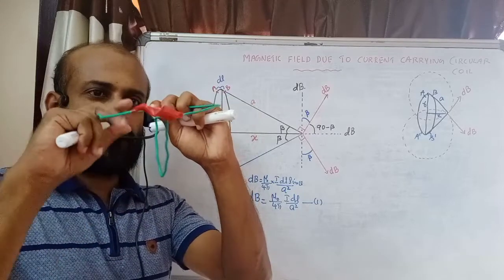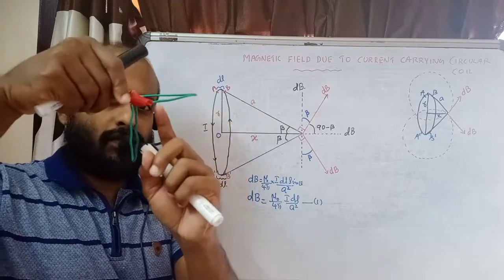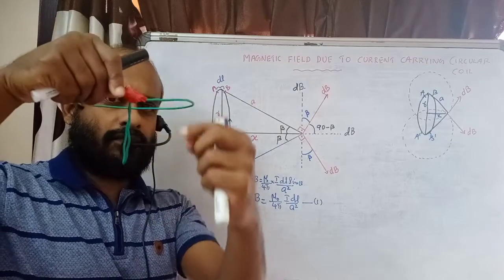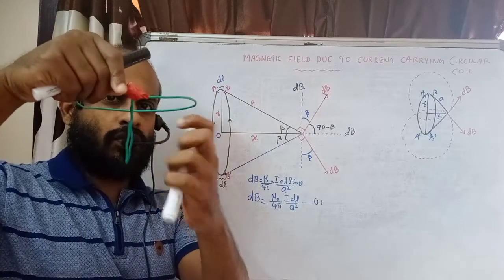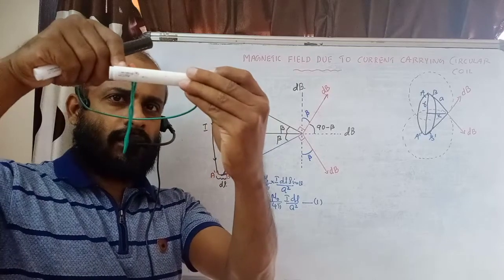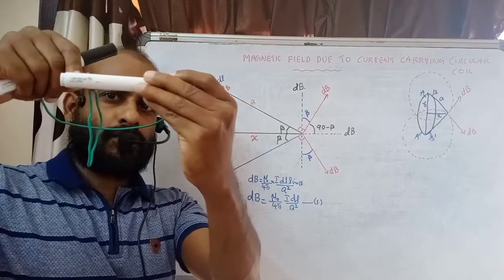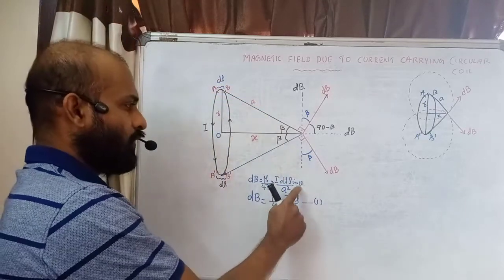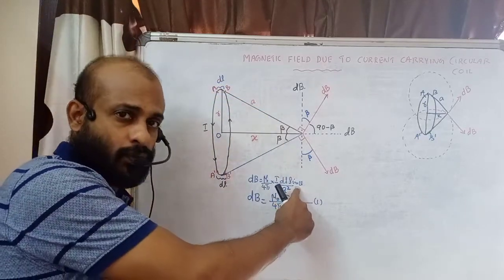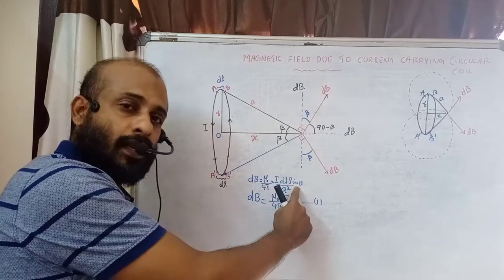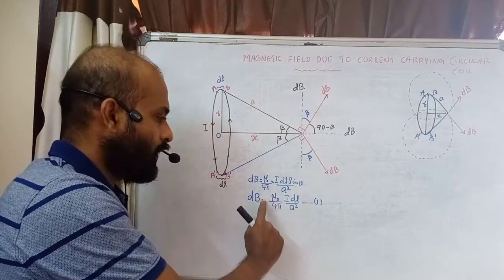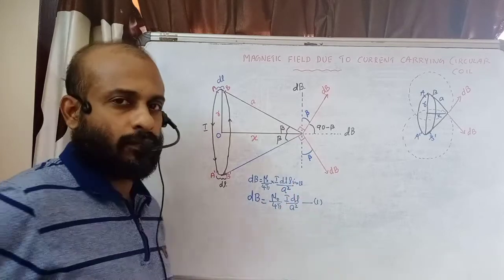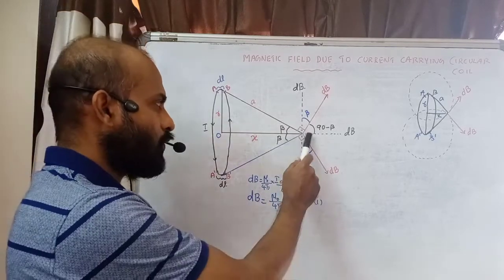What is the angle? When you look here, you can see this angle will be 90 degrees. Easily you can see, this is the element and this is the line joining. This is the direction of the element, and with the line joining it makes an angle of 90 degrees. So I need to use sine 90, which has a value 1. So what will be the equation? dB is equal to mu naught by 4 pi into I dl by a square. This is the value of magnetic field at this point.